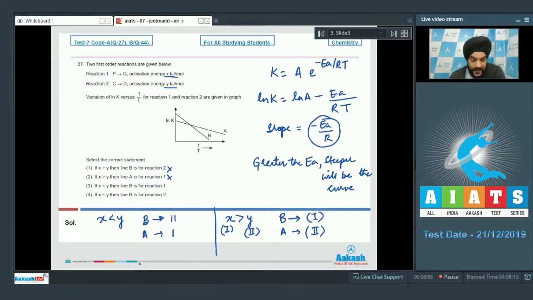Okay. So if you look at the options which are given to us, students, option 3 says if X is less than Y, then line B is for reaction 1. This is also incorrect, students. If we talk about the fourth option now, if X is less than Y, then line B is for reaction 2. This is the correct statement out of the given ones, students. So for question number 27, we have to mark the correct answer as option 4. Let us look at the next question now.